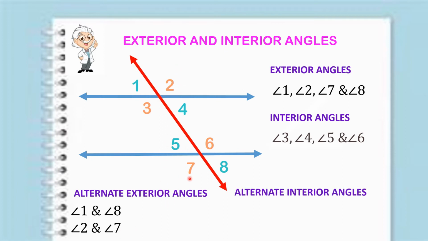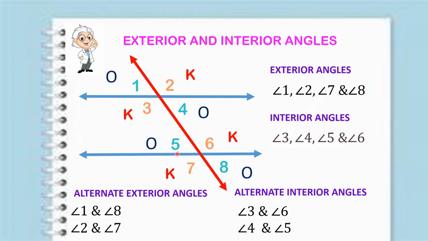We also have alternate interior angles. So they are angles 3 and 6. They are not on the same side of this transversal, but they are in the interior side. And 4 and 5.